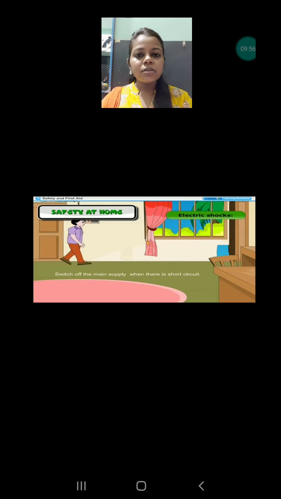But if in the worst situation you have this accident, what do you have to do at that time? You have to turn off the main switchboard, from where all the electric supply will suddenly stop, and you can save that person. We all have the main switchboard in one place. Please ask your parents where the main switchboard is, and if you turn off that main electric supply, then all the electric supply in your home will be stopped. So if you get an electric shock even after taking all the protective measures, then please switch off the main switch.